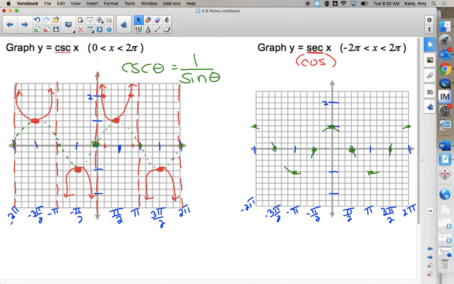So where do you think an asymptote would be for secant? The x-intercept. So go to your current graph for cosine, find an x-intercept, and make an asymptote. So asymptote at the x-intercepts. Because if the cosine is 0, 1 over 0 is undefined. So x-intercepts. Now make asymptotes for our graph.